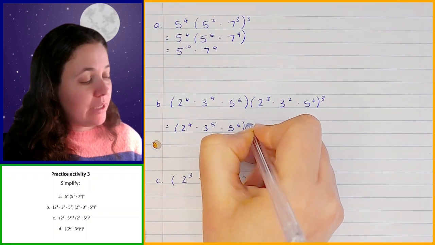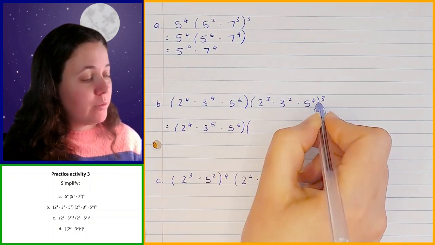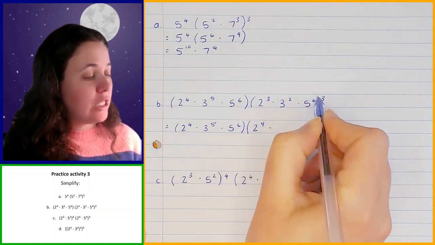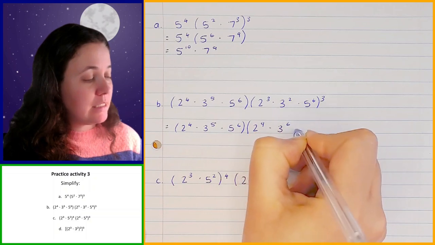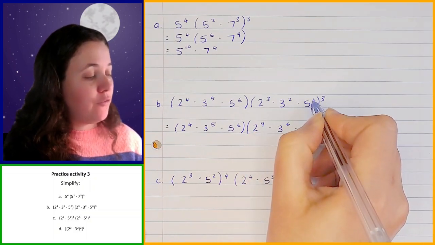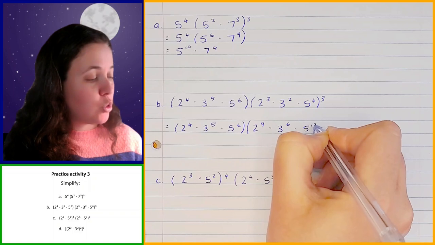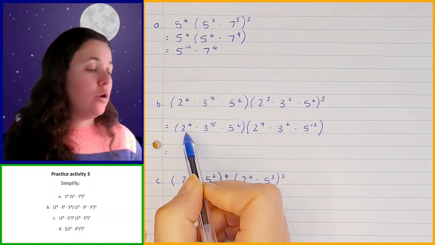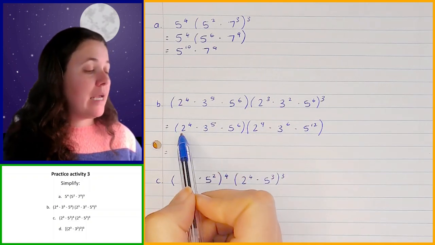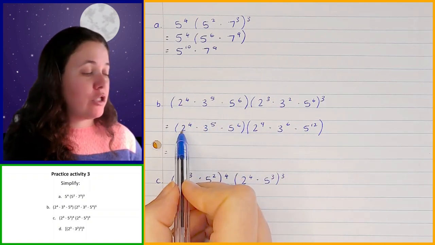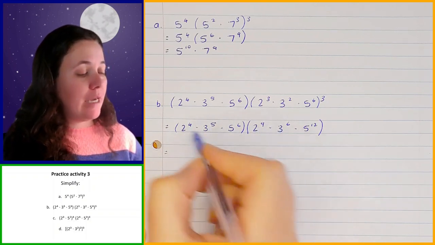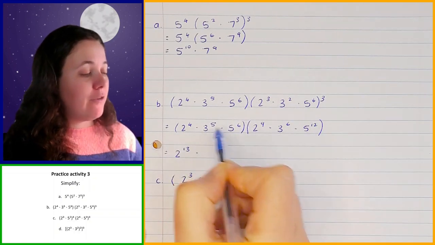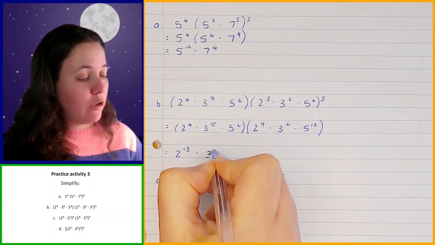Okay, so over here, I'm going to have 2 cubed, cubed again is 2 to the power of 9 times 3 squared cubed is 3 to the power of 6 times 5 to the power of 4 cubed is 5 to the power of 12. And then I'm going to multiply these together. So now I need to look at all the things that have the same bases, and I'm going to multiply them together and add their exponents. So I've got 2 to the power of 4 and 2 to the power of 9. That gives me 2 to the power of 13 times 3 to the power of 5 and 3 to the power of 6 gives me 3 to the power of 11.